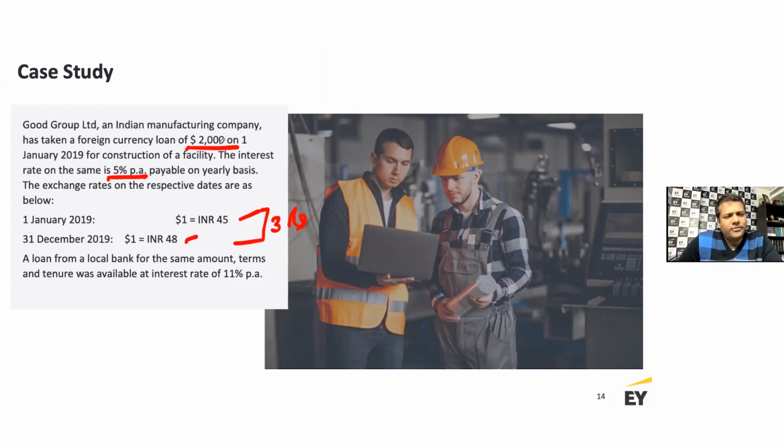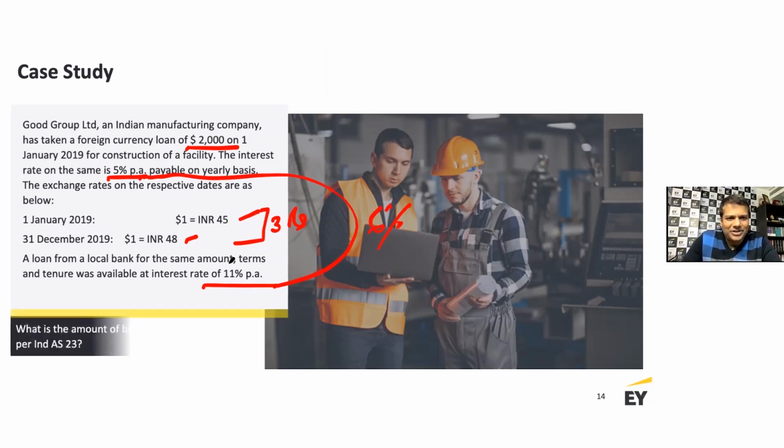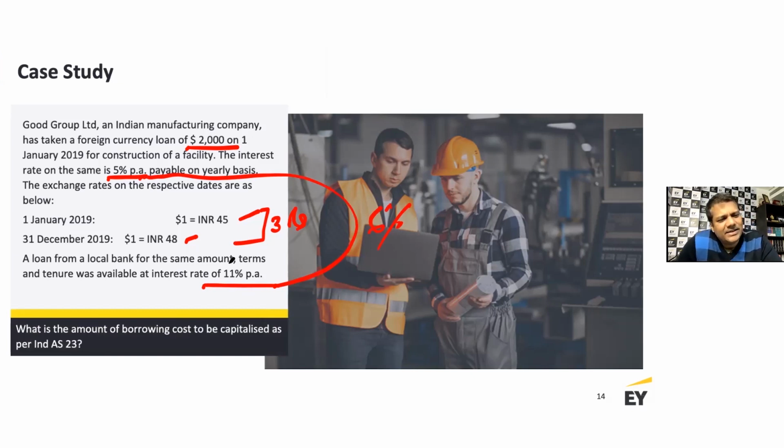A loan from a local bank for the same amount, terms and tenure was available at a rate of interest of 11%. So essentially, the interest rate arbitrage I have here is 6%. That's the interest I'm saving because I borrowed money in foreign currency, but I've lost 3 rupees. Now I have to pay more local currency to discharge my obligation. The question here is: what is the amount of borrowing cost to be capitalized as per Ind AS 23?